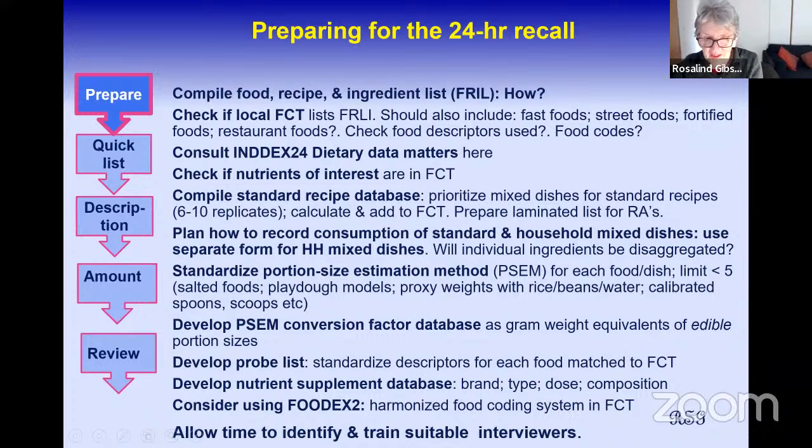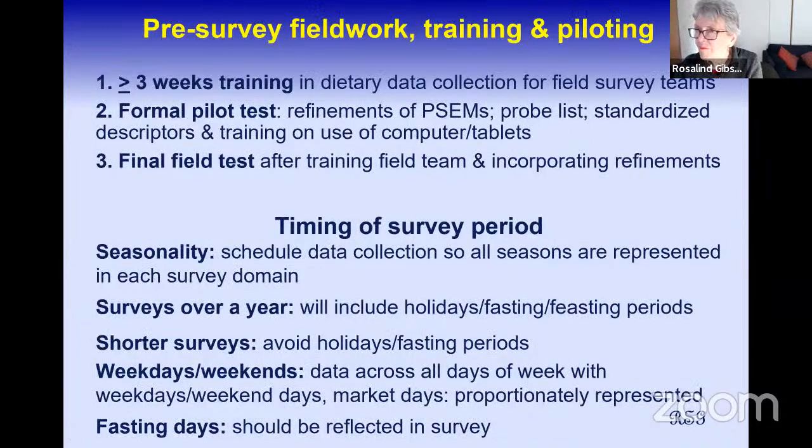Allow time to identify and train suitable interviewers. So this slide depicts your pre-service fieldwork, training and piloting. Intake.org recommends that you use at least 3 weeks of training in dietary data collection for your field survey teams.